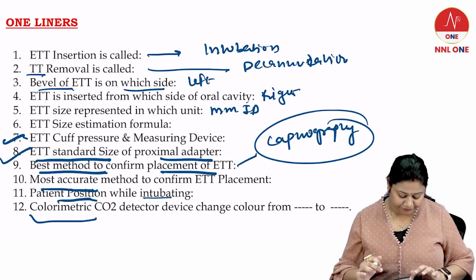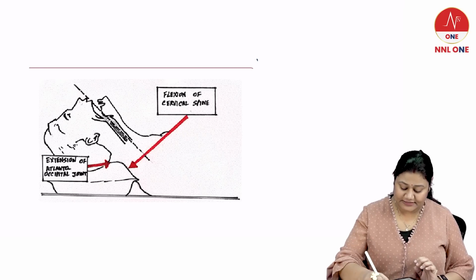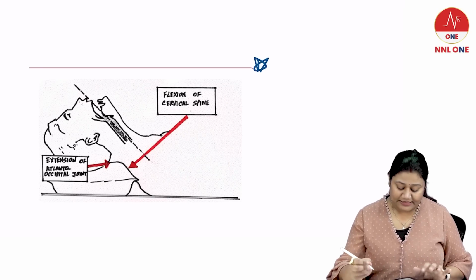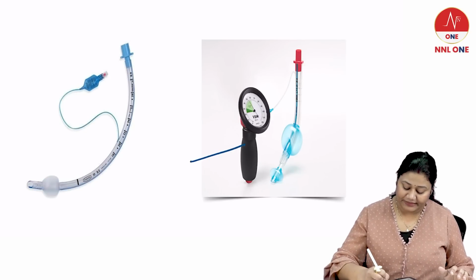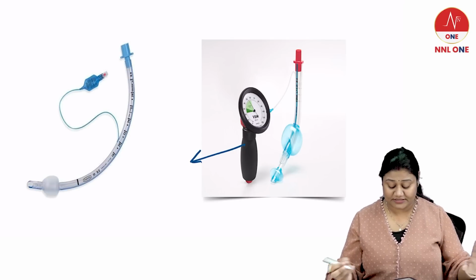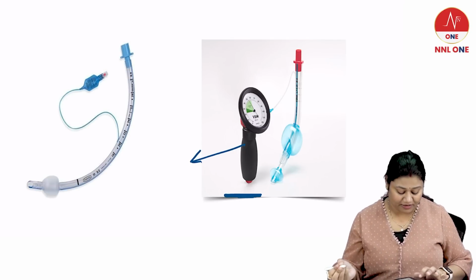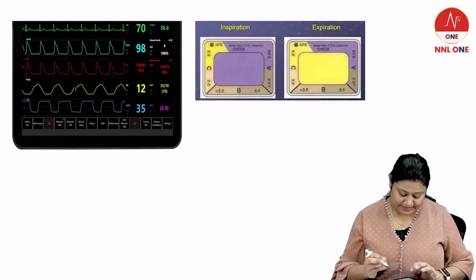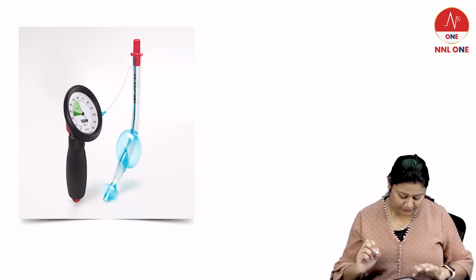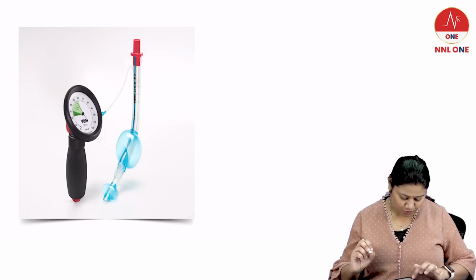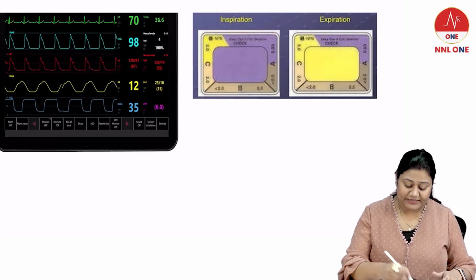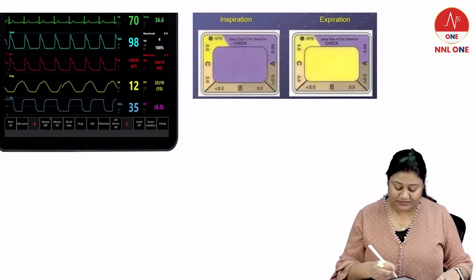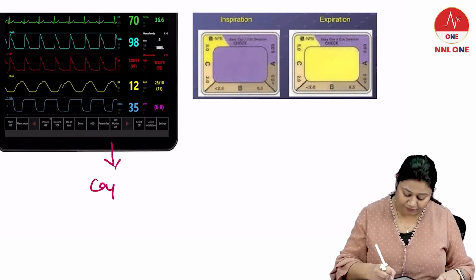So we do have different methods, right? First is your sniffing position. This is your cuff manometer. Lots of images are there. Cuff manometer to measure the cuff pressure. Sniffing position, right? And then colorimeter, let me show you. Yes. So the best method to confirm the placement of the ET tube is capnography.